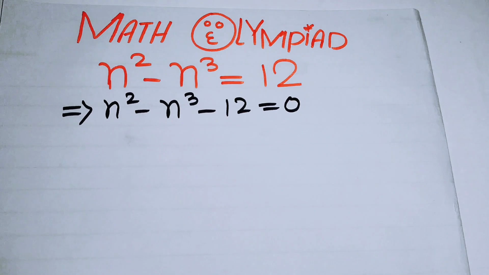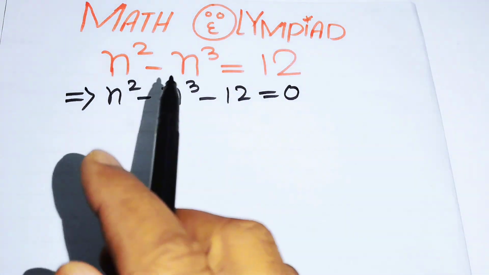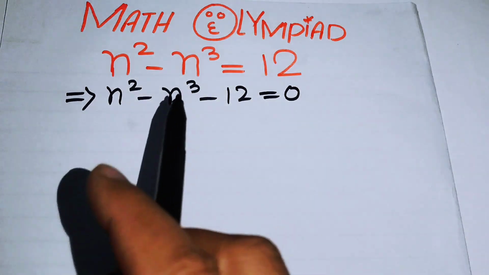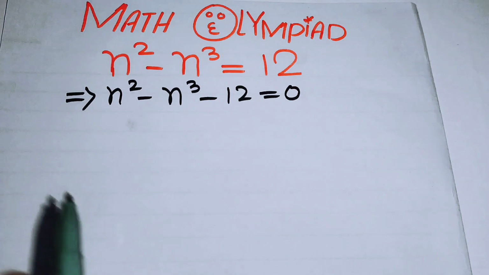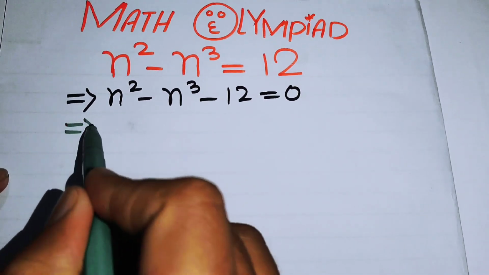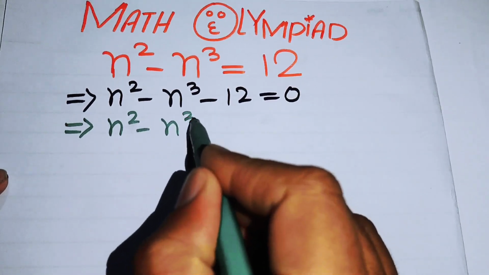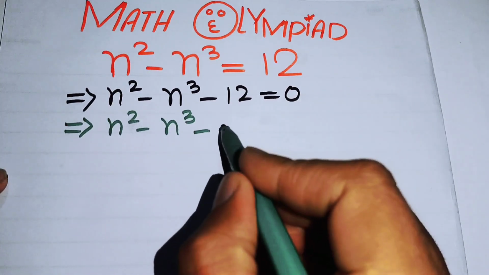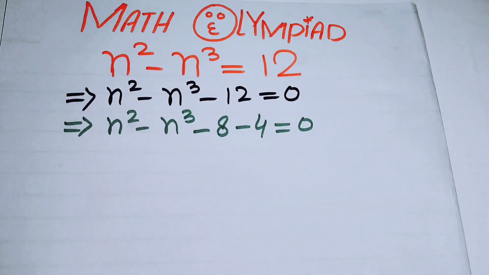Because this is a cubic equation, we need to find the factors of this equation. The highest power of this equation is 3, so it means that this cubic equation has 3 roots or 3 solutions. To find these 3 solutions, first we rewrite this equation as n squared minus n cubed minus 12, and we write it as minus 8 minus 4 equals 0.